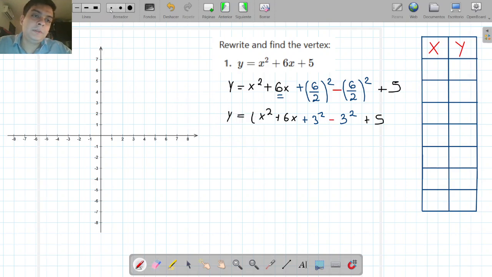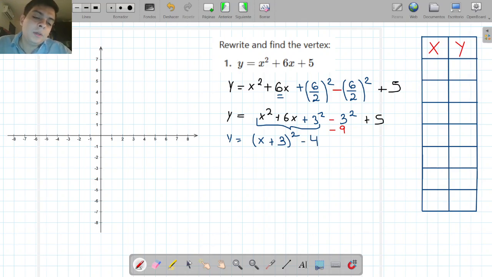Then erase this. Okay, now this is a perfect trinomial square. If you don't remember how to do this, we have the previous video, and we have to write it this way: x plus 3 squared. Here we have to do minus 9. This is minus 9, by the way. Minus 9 plus 5 is going to be minus 4.